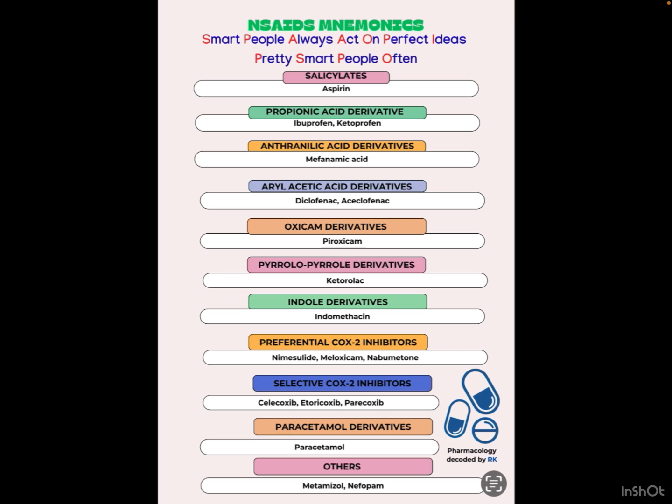P, for preferential COX-2 inhibitors, nimesulide, meloxicam, nabumetone. S, for selective COX-2 inhibitors, celecoxib, etoricoxib, parecoxib. P, for paracetamol derivatives, paracetamol. O, for others, metamizole, nefopam. And that's how you can easily remember the entire classification of non-steroidal anti-inflammatory drugs with just one mnemonic.